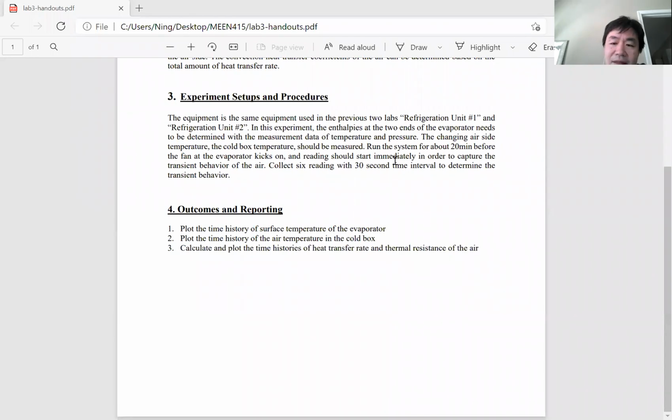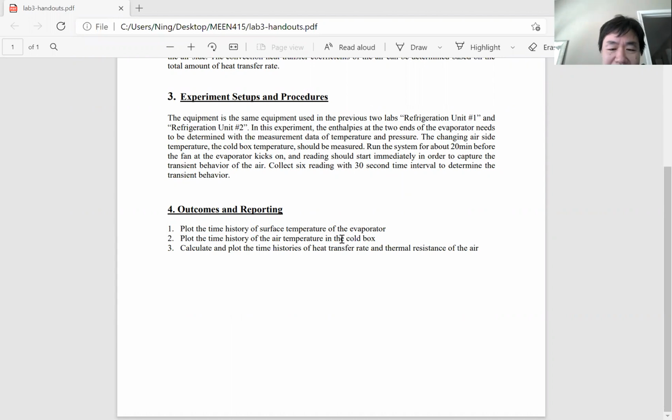I think there's no new equation here. I know all the equations, you already did them in the previous 2 labs. So basically now I just apply them to the evaporator side. So the outcome and the reporting here. First of all, plot the time history of the surface temperature of the evaporator. You have the data, just go ahead and plot it, easy.